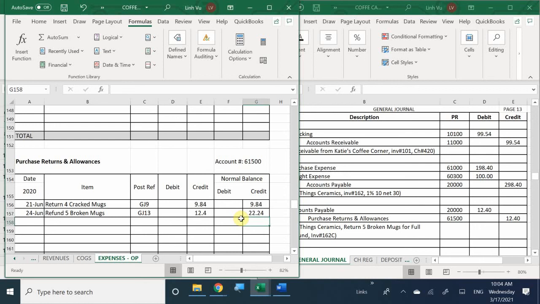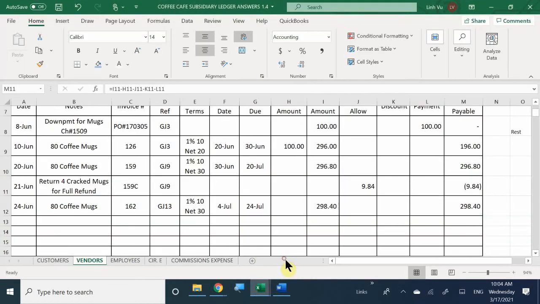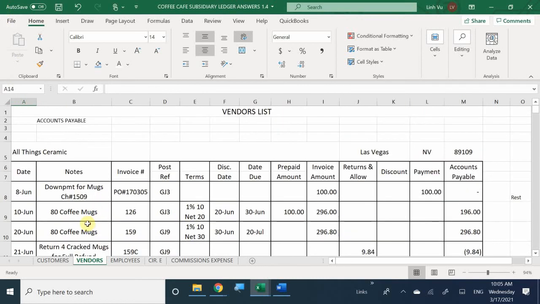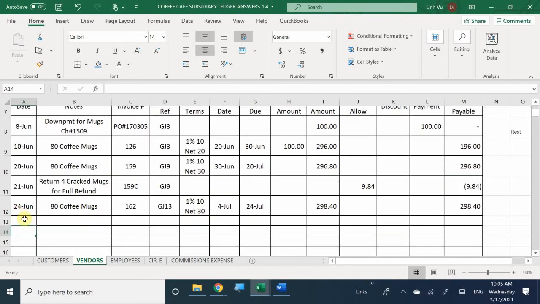Last but not least, where do we need to go? Since we already updated our inventory worksheet, what's the last page in the workbook that we need to go to? Subsidiary. So now we've got to edit Katie. I'm sorry, Katie, wrong person. We need to edit All Things Ceramic because we made a refund and the vendor credited us for it. So here we are, All Things Ceramic, same date. Refund for 5 broken mugs.